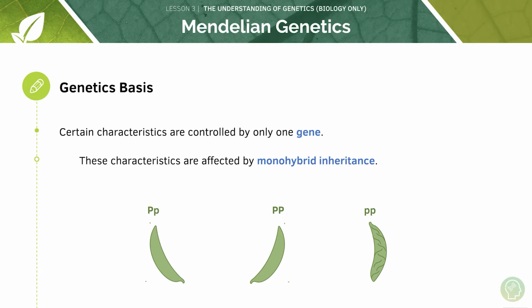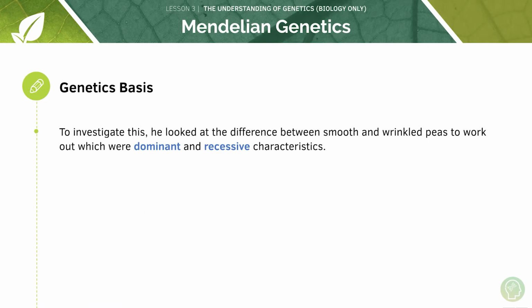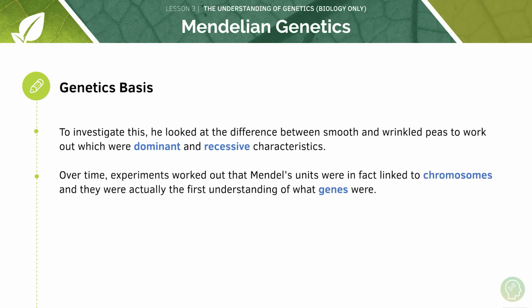Mono means one. So Mendel believed that units were transferred from one organism to another, and these units led to the transfer of characteristics. So this is how we developed our understanding of genetics. So to investigate this, he looked at the difference between smooth and wrinkled peas to work out which were dominant and recessive characteristics. So this led to the understanding that smooth peas were a dominant characteristic, whereas wrinkled peas were a recessive characteristic. And over time, experiments worked out that Mendel's units were in fact linked to chromosomes, and they were actually the first understanding of what genes were.